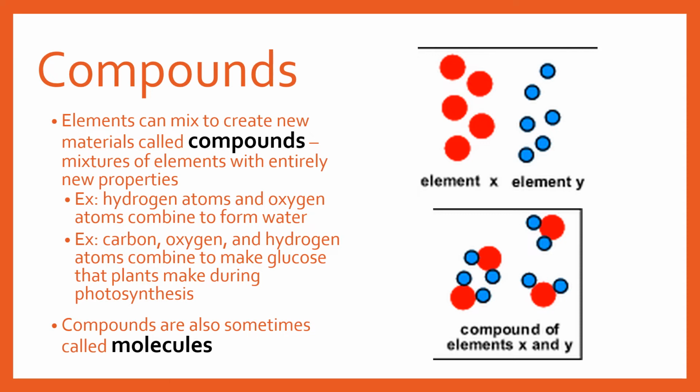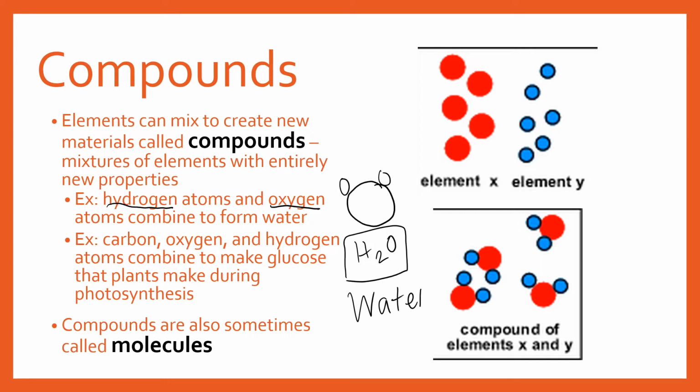One really good example: hydrogen is a gas, so it's floating around in the air. Same with oxygen. But when we take 2 hydrogen atoms and combine them with one oxygen atom, we create what we call H2O, or water, which is a liquid. It has a very different set of properties than the original materials. So water is not an element because it's made of many different elements. We call it a compound.